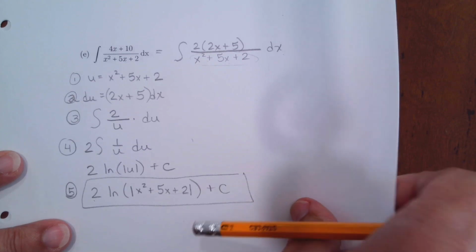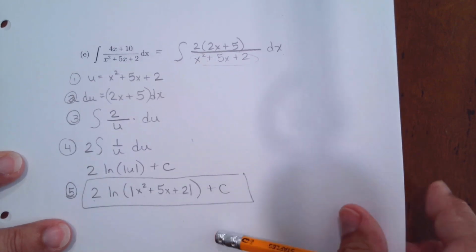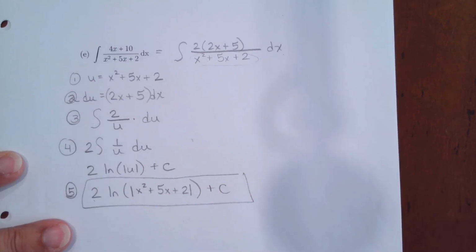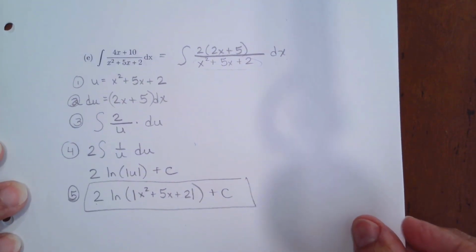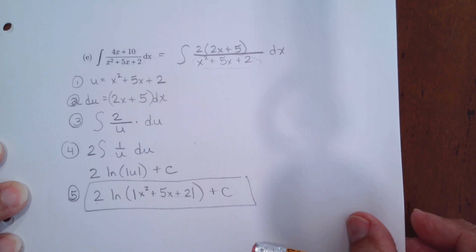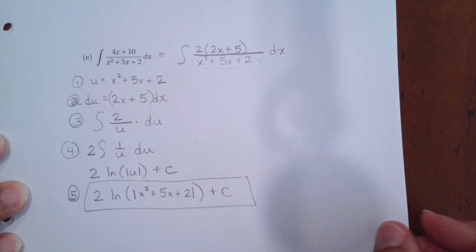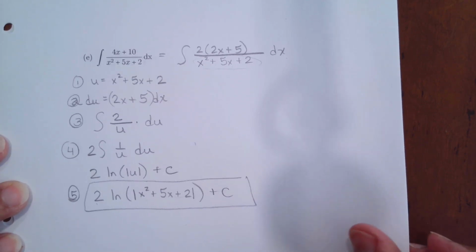All right. So hopefully you're seeing that it's pretty consistent on what you have to do. We just need to make sure that we are starting with the correct value or the correct substitution for what u is equal to.